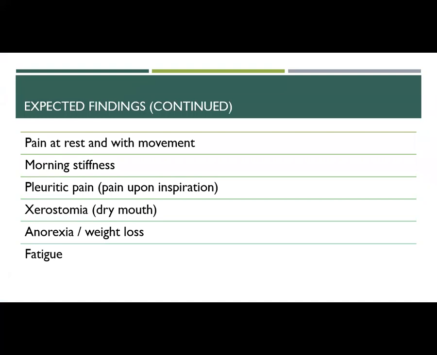So these are some more expected findings. You can have pain at rest and with movement. So once again, you're going to have both rest pain and movement pain, because think about it. This is an autoimmune disorder where we're constantly having things destroying our membranes. Morning stiffness, pleuritic pain, so pain upon inspiration, xerostomia, dry mouth, anorexia, weight loss, and fatigue.